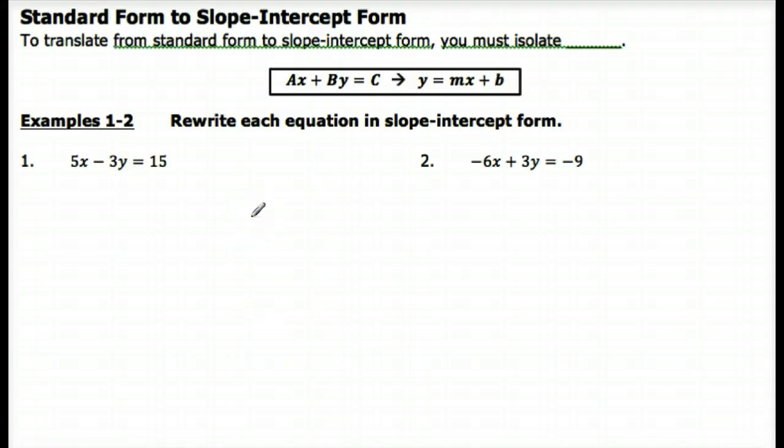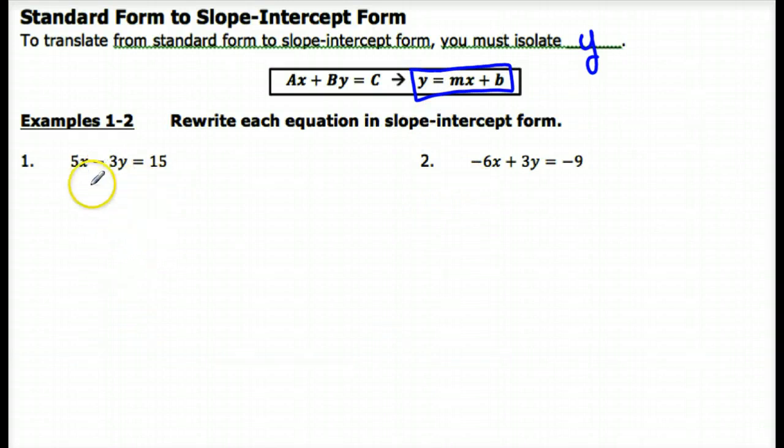In these examples, we're going to go from standard form to slope-intercept form. This is actually something we already did once in the last lesson when we were graphing lines in standard form. We talked about how we can change it to slope-intercept form. And basically what you're doing is you're isolating y. You want to get y by itself so that you go from this ax plus by equals c form to this form here, y equals mx plus b. And so that's going to involve two things for each of these equations.